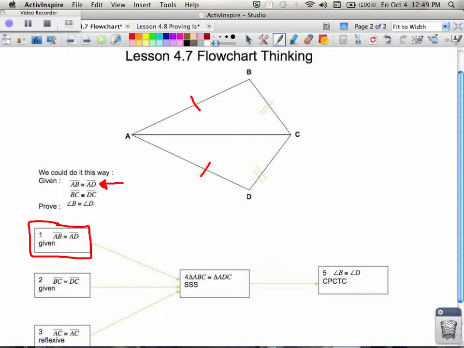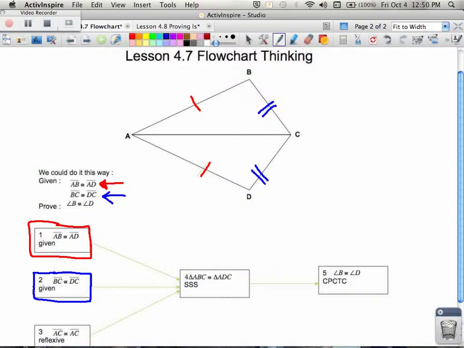Also, the second statement they told me was that the BC side and the DC side were congruent, and that was also given information. And so I make another box, and I notice that the first line is the statement of what's going on. BC is congruent to DC. And the second line is the reasoning for that statement, which was that it was given information.